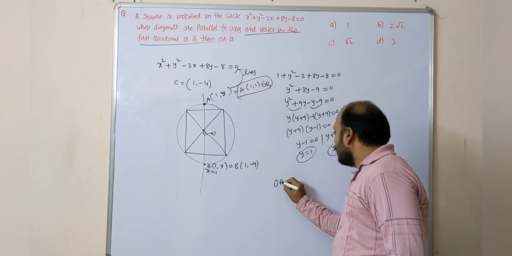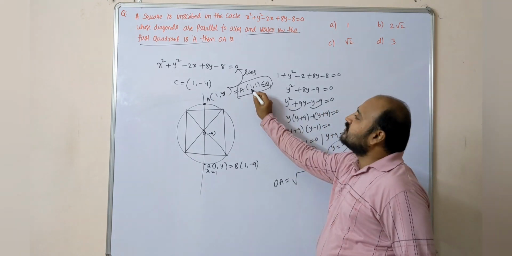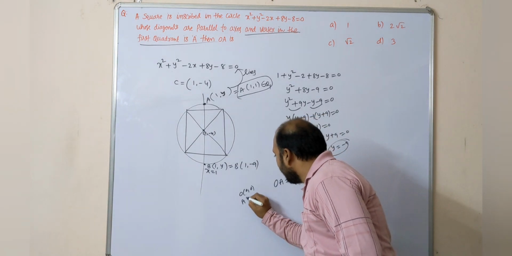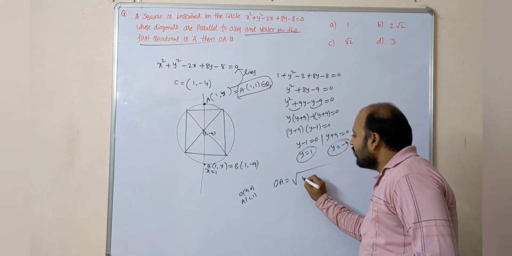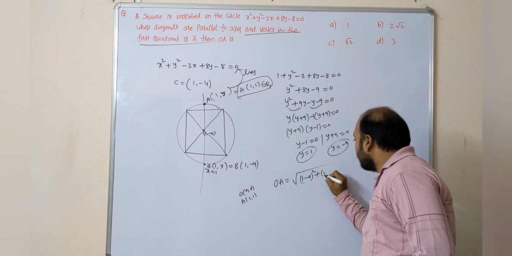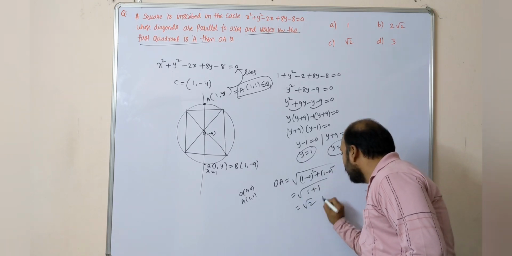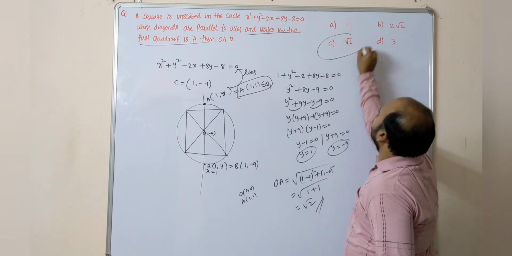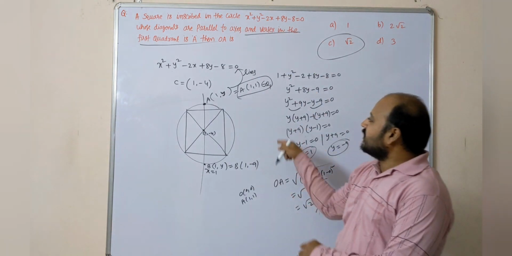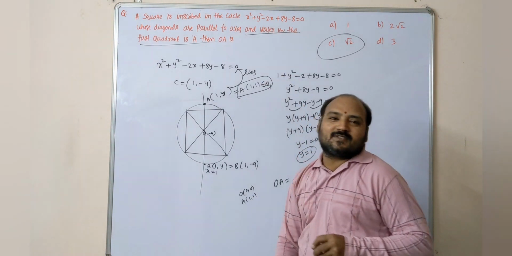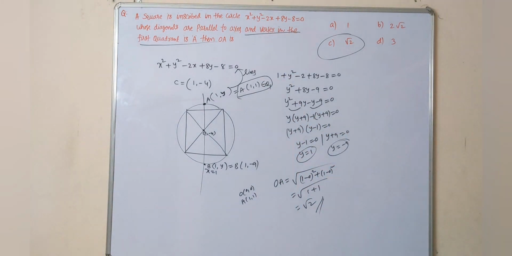So OA is equal to the distance between this point and origin. O means what? Origin. And A value 1 comma 1. Distance between them: 1 minus 0 whole square plus 1 minus 0 whole square. So root over 1 plus 1 which is equal to root 2. So the answer is root 2. I hope you understand, students. This is the way you can do that. There is no other option for this. We'll move on to the next question. That is the reason these type of questions are level 2.